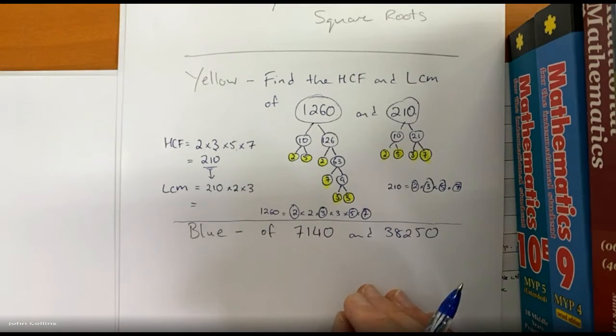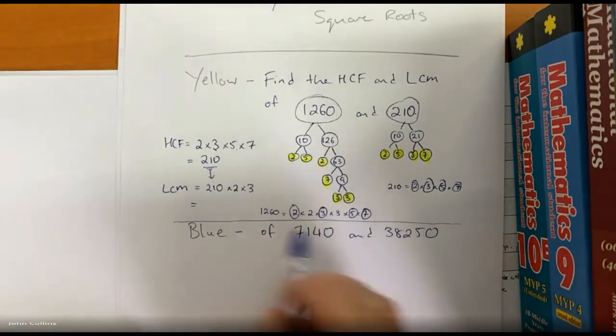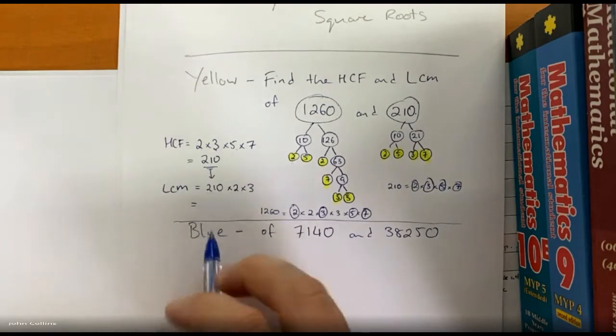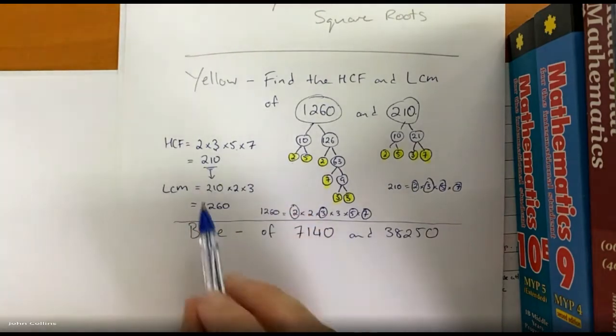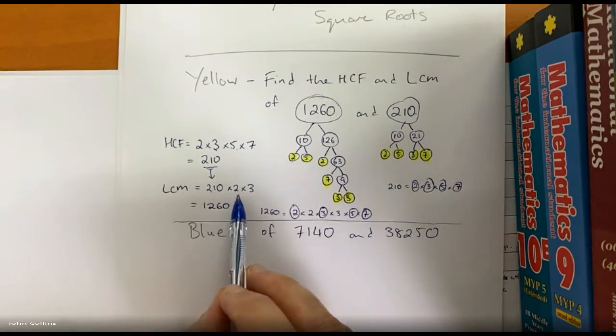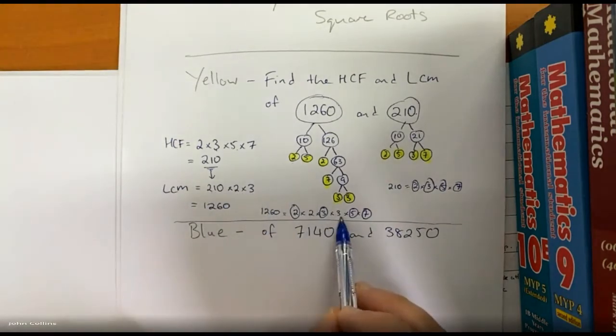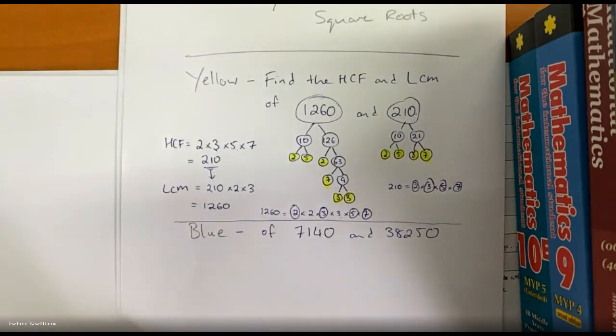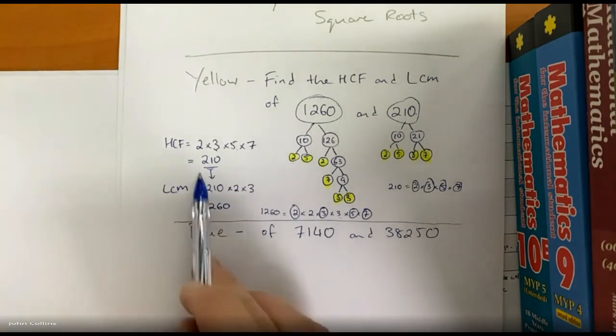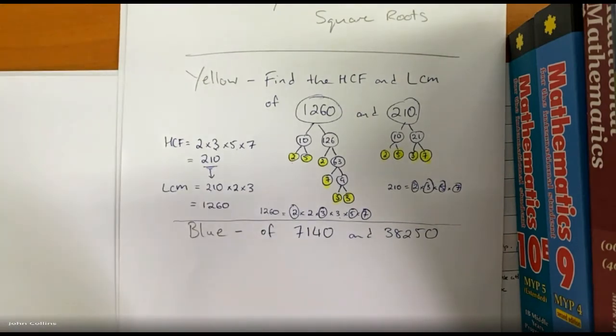Now if you have a calculator, you can use a calculator for this. Or you can do it in your head. 2 times 3 is 6, and 6 times that is 1260. So don't forget the 2 and the 3 are leftovers, but you've got to multiply it by what you got for the highest common factor. So that's why you always do the highest common factor first, so you can use it to find the lowest common multiple. So always go highest common factor first.